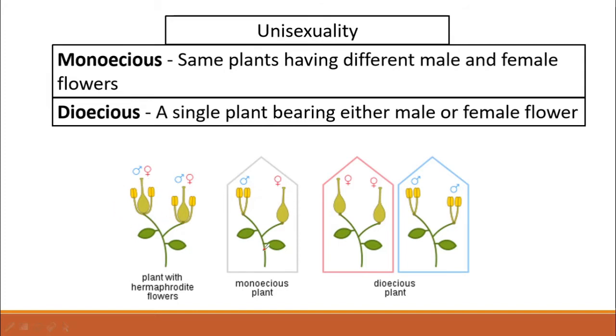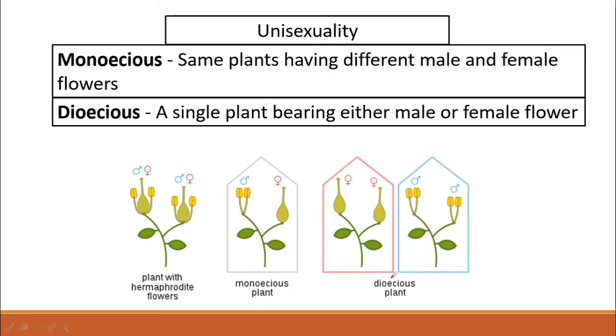In a monoecious plant, we can see here a single plant in which only anthers are present, that is the male flower, and only gynoecium is present, that is the female flower, but both the flowers are present on the same plant. That's why we call it a monoecious plant.